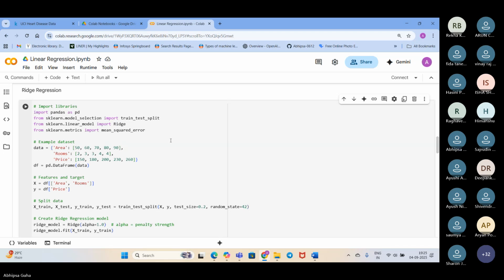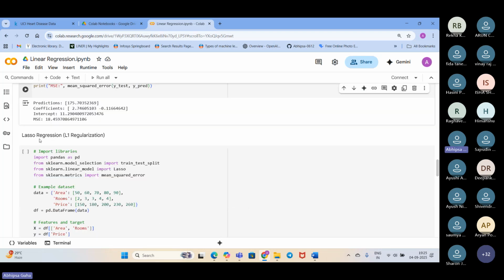Yes, ma'am. So next is the lasso regression. You can think of this as L1 regularization. It is also a type of linear regression that includes L1 regularization. Ridge was according to L2 regularization, and lasso is L1 regularization. It is mainly used to prevent overfitting and perform feature selection, right?